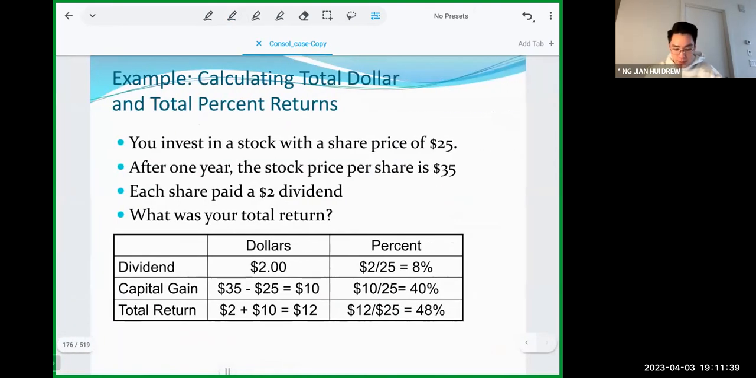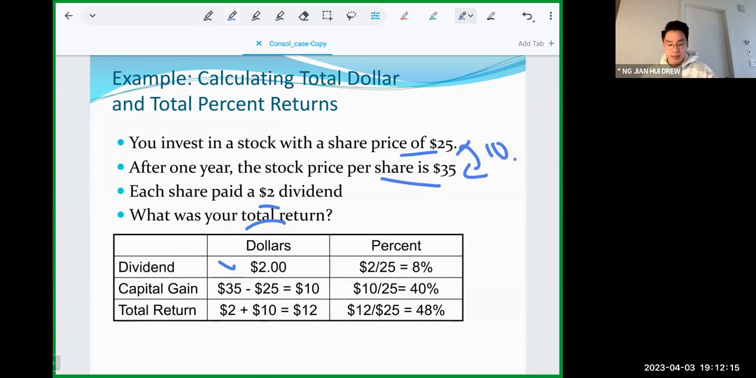Okay, so now this is just a short example. You've invested in a stock with a share price of 25. This is the initial share price. After 1 year, the share price increased to this. Each share pays a $2 dividend. So what's the total return? When you think of total, we have both the dividend and the capital gain. In terms of dividend, we have this amount. In terms of capital gain, we know that we increased by $10. So the total returns in terms of dollars, we just add 2 plus 10, and the percentage is shown here.